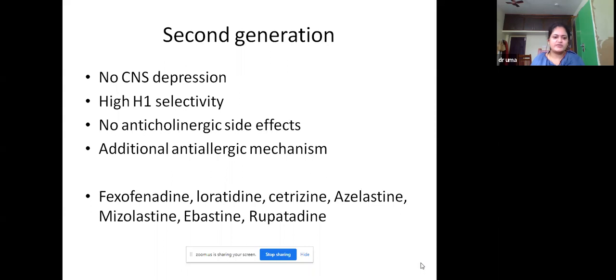The drugs are fexofenadine, loratadine, cetirizine, azelastine, mizolastine, ebastine, and rupatadine. Also desloratadine and levocetirizine also come as second generation antihistamines.